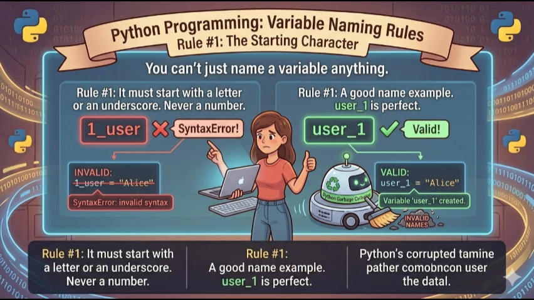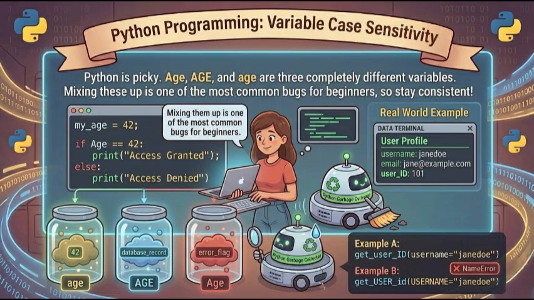You can't just name a variable anything. There are hard rules. Rule number 1, it must start with a letter or an underscore. Never a number. 1_user is a syntax error, user_1 is perfect. Python is picky. Age, age, and AGE are 3 completely different variables. Mixing these up is one of the most common bugs for beginners, so stay consistent.